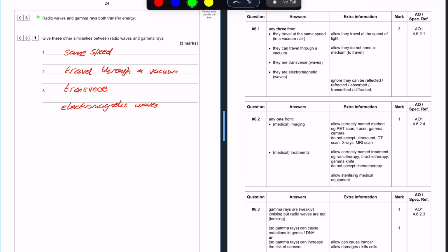Radio waves and gamma rays both transfer energy. Give 3 other similarities between radio waves and gamma. Now, if it says other, don't say the one they've already given you, because students sometimes make that mistake. So they've already told you it transfers energy. But you can have any of these other ones as other similarities.